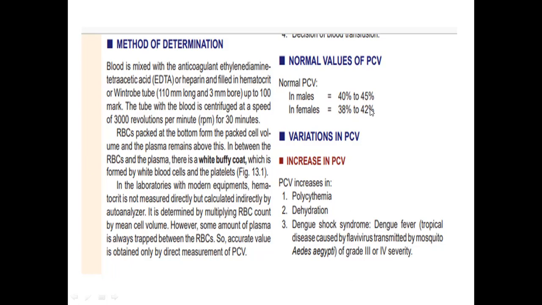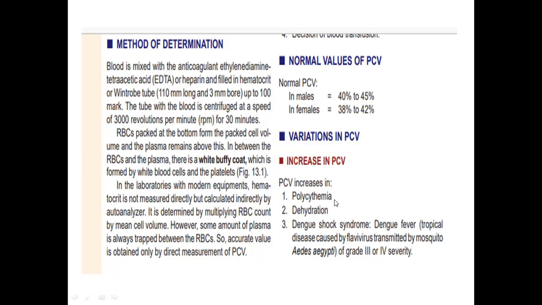Now, what are the variations in packed cell volume? Packed cell volume can increase or decrease. Under what condition would a packed cell volume increase? Packed cell volume will increase under polycythemia, because we said polycythemia is an increase in the number or the amount of red blood cells. So it is only natural for the packed cell volume to increase because polycythemia causes an increase in red blood cell. So whenever there is polycythemia, we have excess red blood cell, and that excess red blood cell will increase the packed cell volume. Okay, so the first instance where packed cell volume increases is under polycythemia.